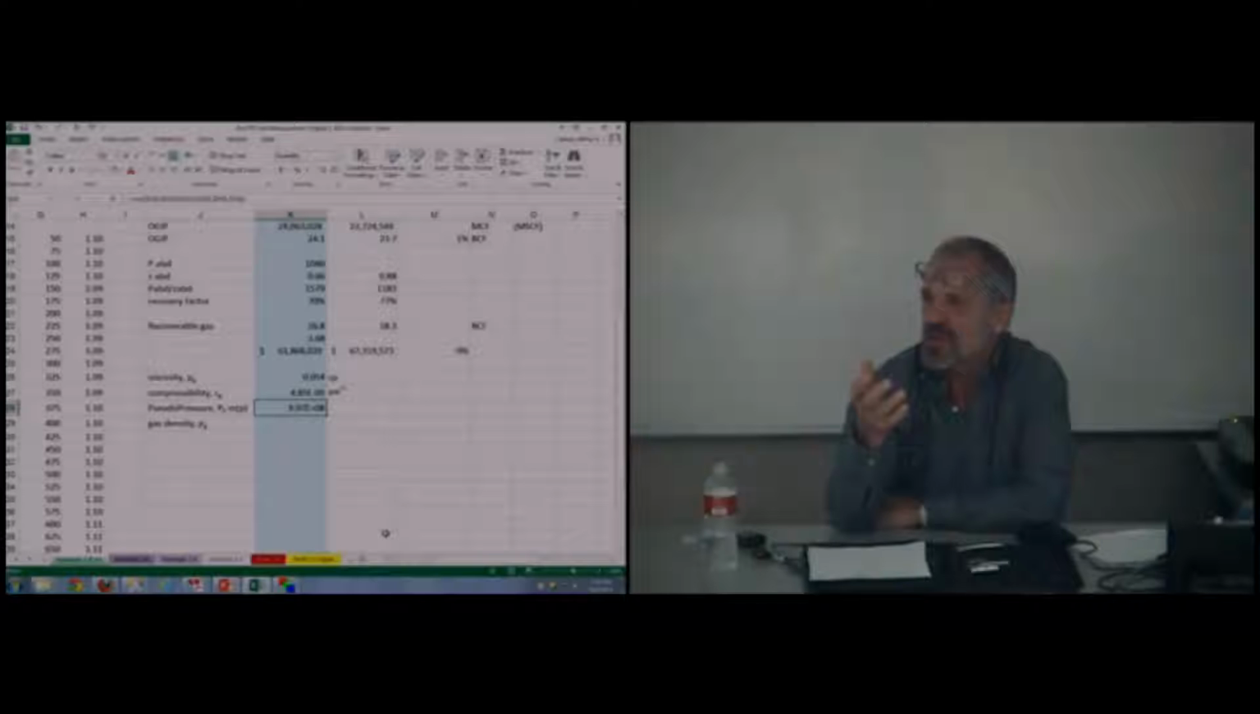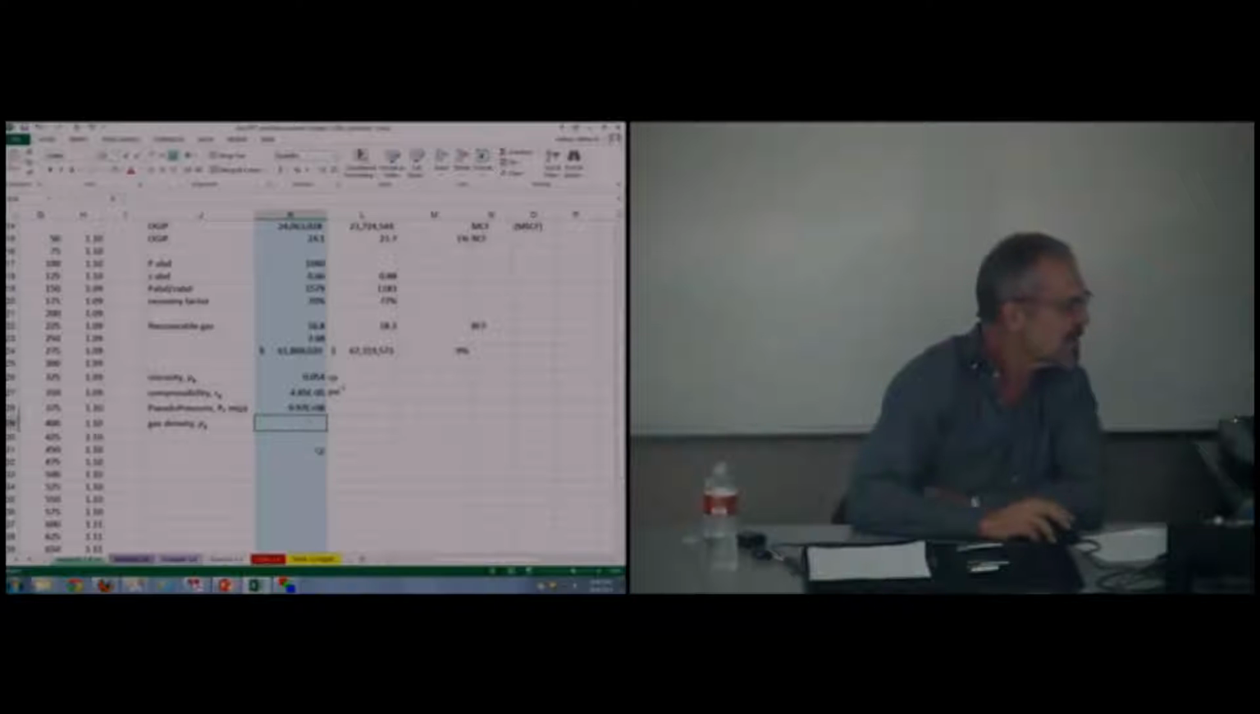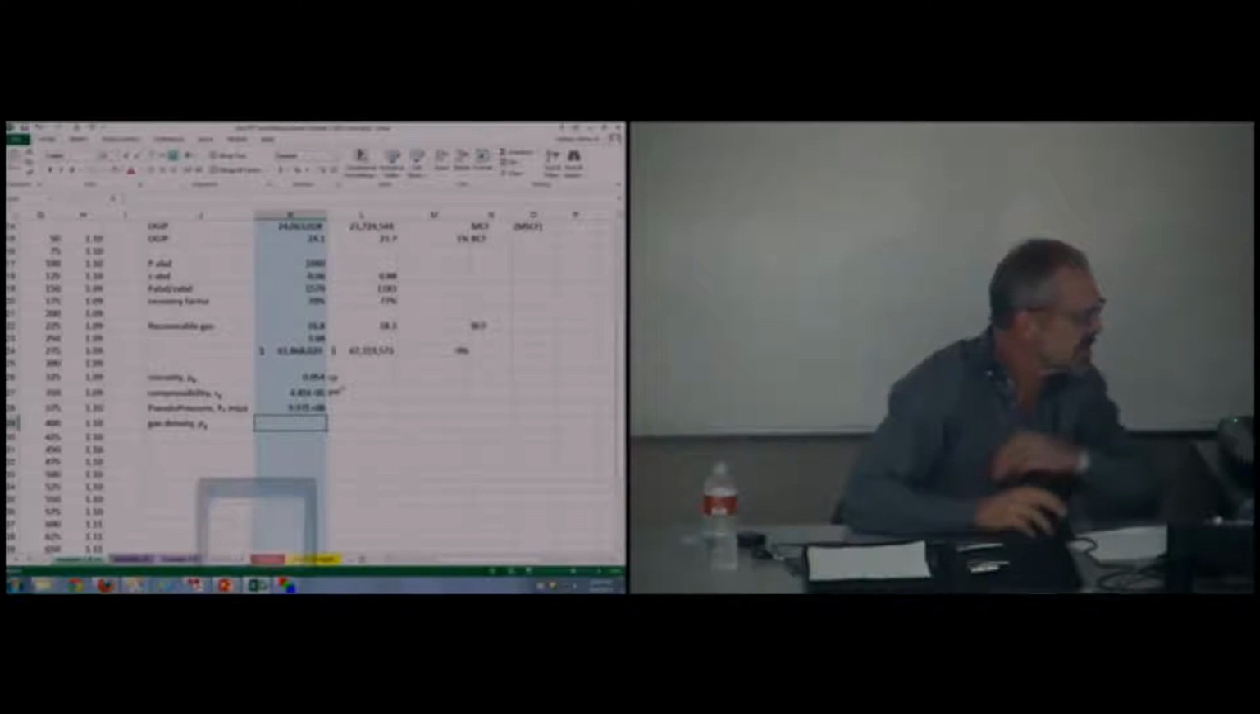I'm determined to do things. Once I start doing something over and over again, it bothers me. I go, there's just got to be a quicker way to do this. Okay, I wrote gas density, so let's go over here and look at our VB.